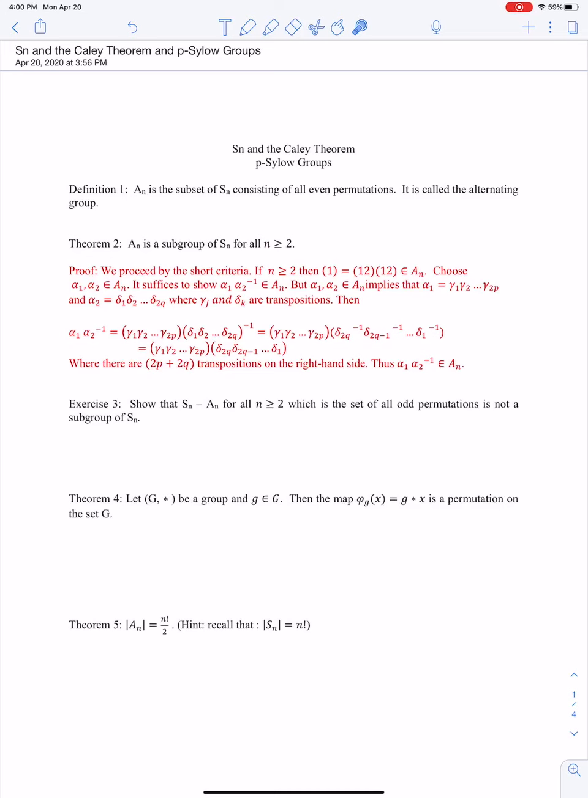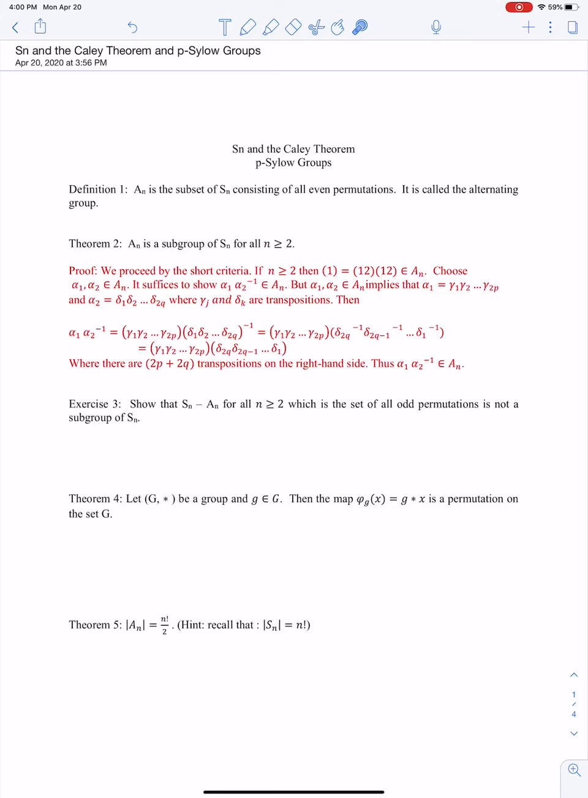All right, so how did this argument go? Well, we're going to proceed by the subgroup criterion. If n is greater than or equal to 2, then I can write the identity as the transposition (1 2) times itself, right? Since it's written as a product of an even number of transpositions, that's what it means to be an even permutation. It's in An. What have I just shown? That An is non-empty.